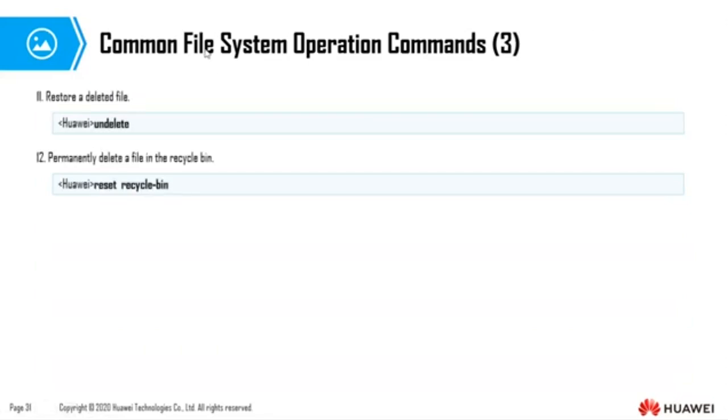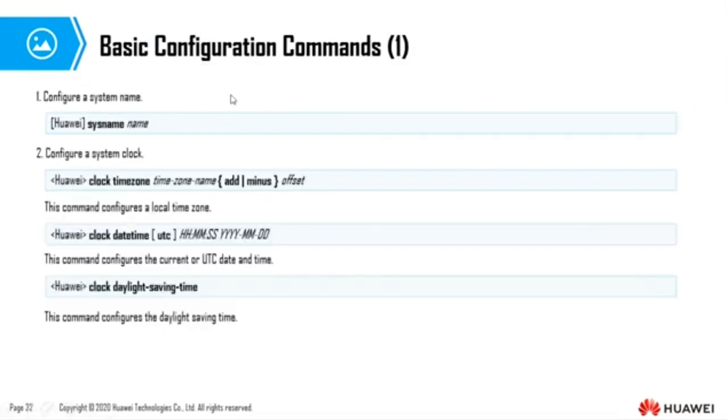Otherwise, if you've deleted a file or a directory, you can restore it from the recycle bin by typing the undelete command, then the name of the file, like that. Undelete space backup. So it's going to retrieve that. When we want to empty the recycle bin, we use the command reset. Reset recycle-bin is used to empty the recycle bin. We've already seen this command that is used to change the name of the device. Sorry.